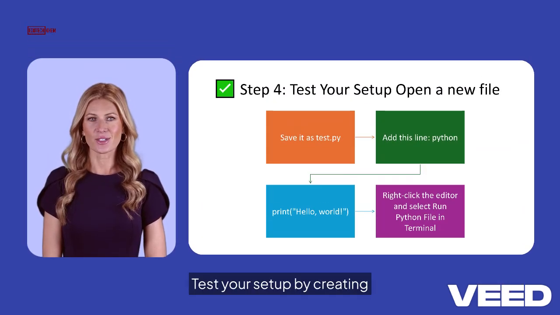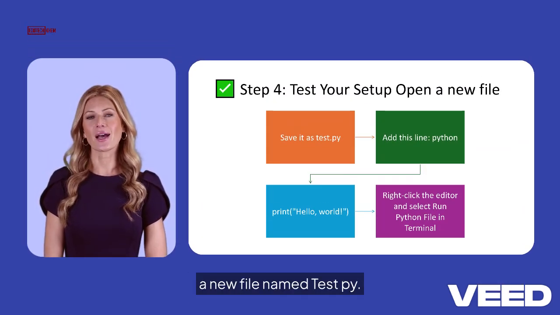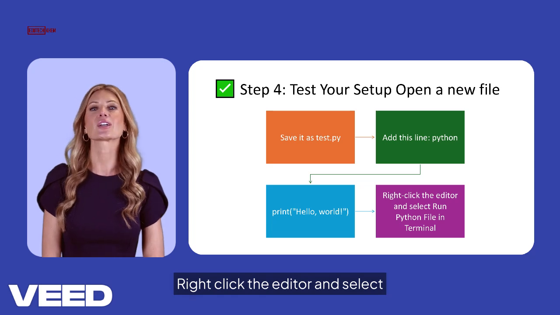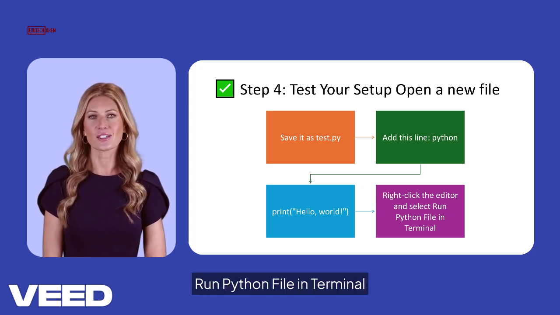Test your setup by creating a new file named test.py. Add the line print hello world. Right-click the editor and select Run Python file in Terminal to execute your code.